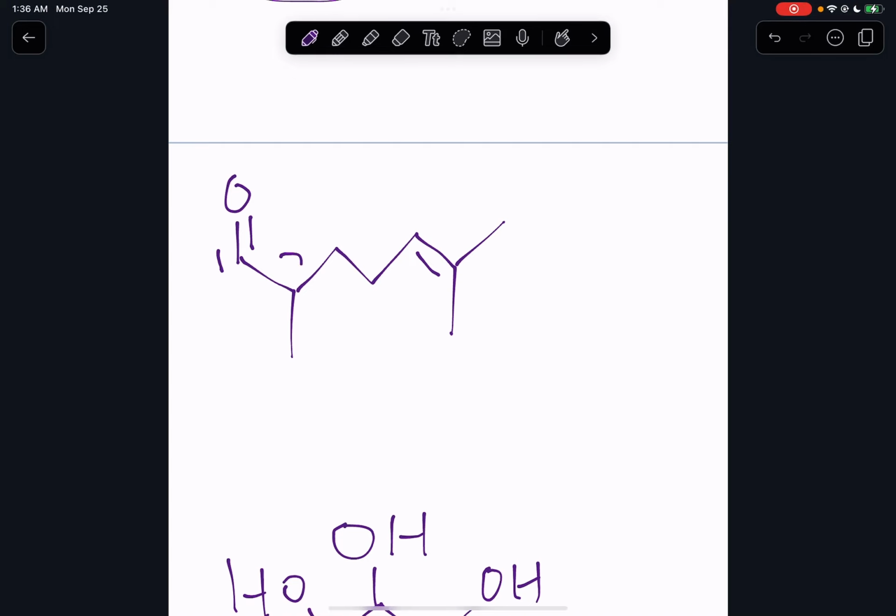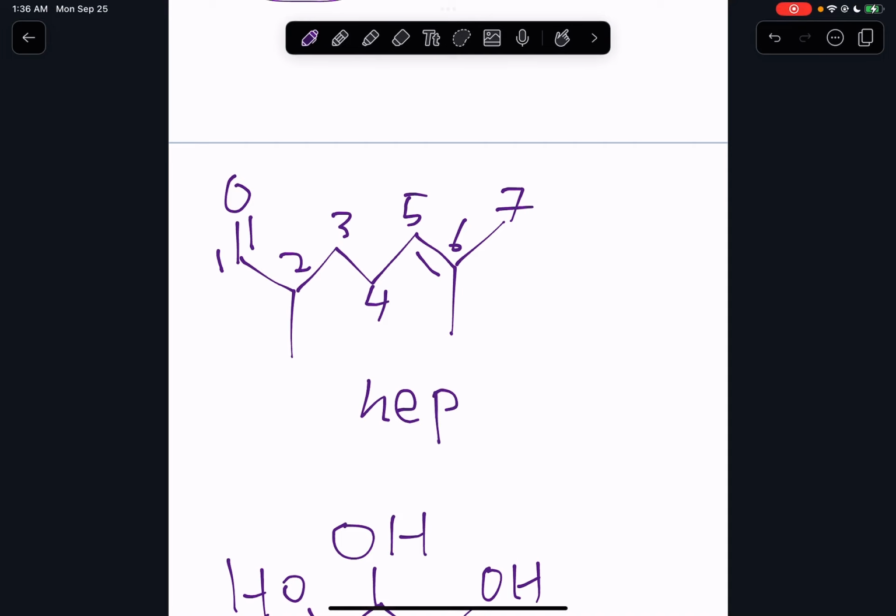So 1, 2, 3, 4, 5, 6, and 7. So there are 7 of them. What's the letters to represent 7? Hept. That bonds with what? Hold on, let me readjust this. This is the hept, right?